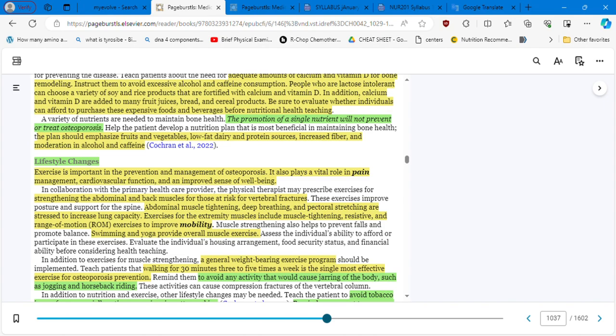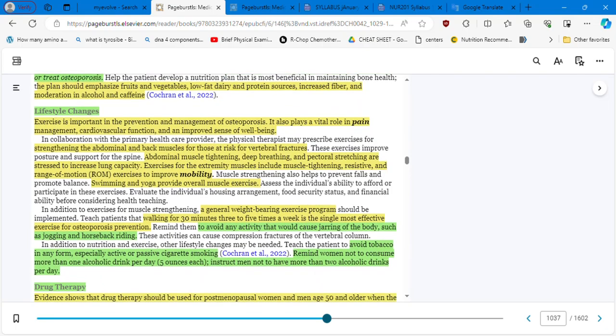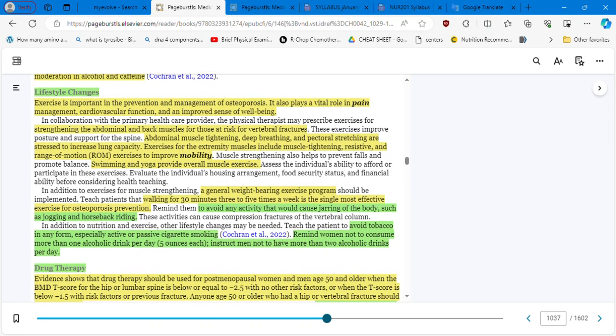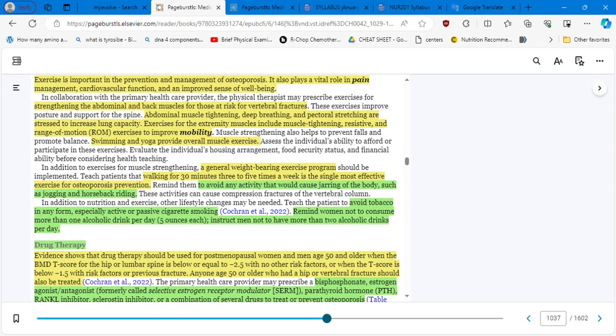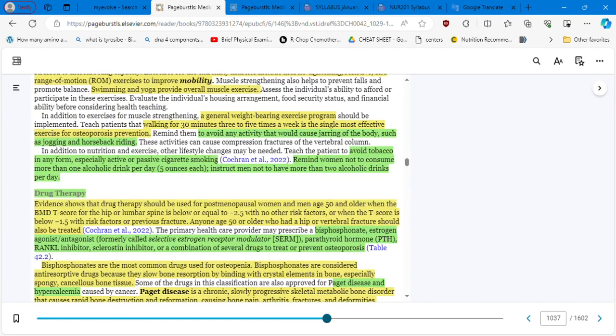Lifestyle changes: exercise is very important. Straightening the abdominal back muscles, abdominal muscle tightening, deep breathing, exercise for extremity muscles, swimming and yoga provide overall muscle exercise. A general weight bearing exercise program like walking for 30 minutes 3 to 5 times a week is good. It's not like 30 minutes is not enough. Yes, it's enough for somebody who is sedentary. 30 minutes is a lot, and then you can increase, right?